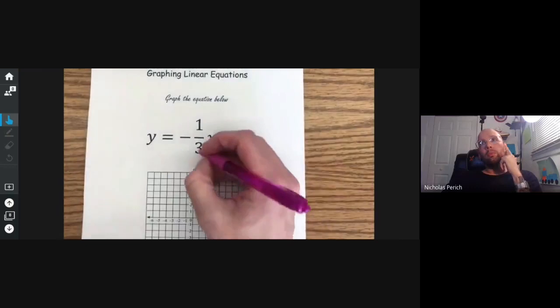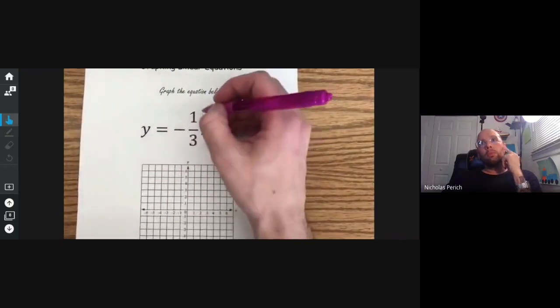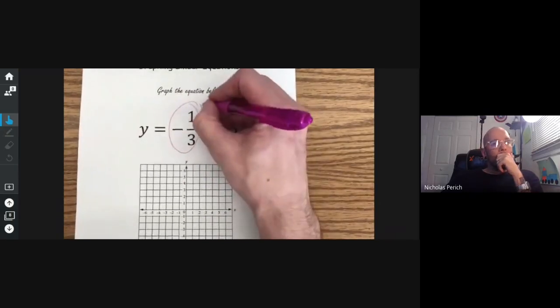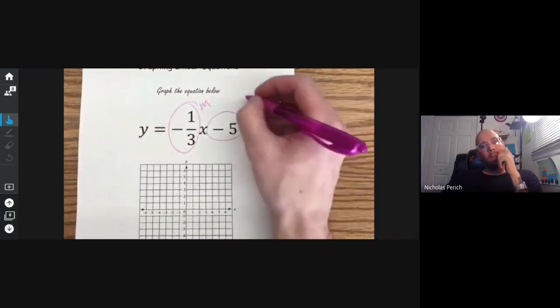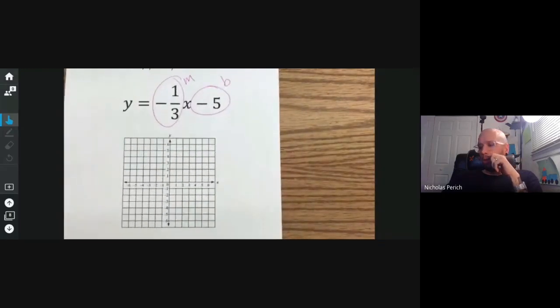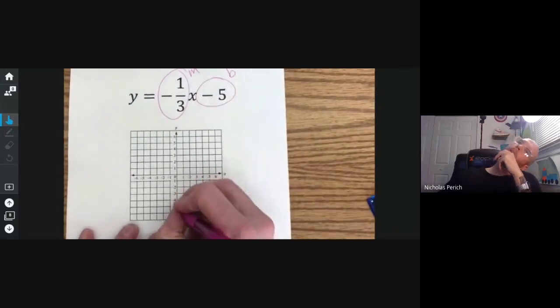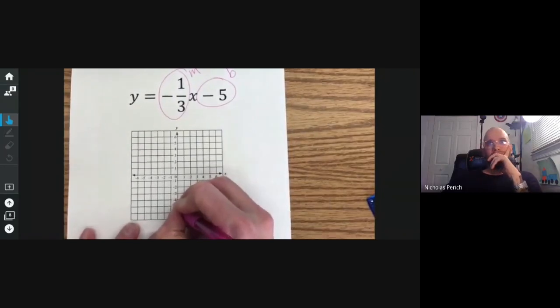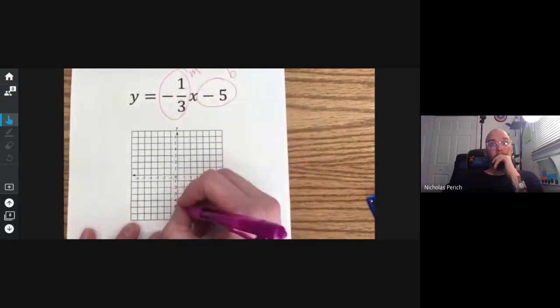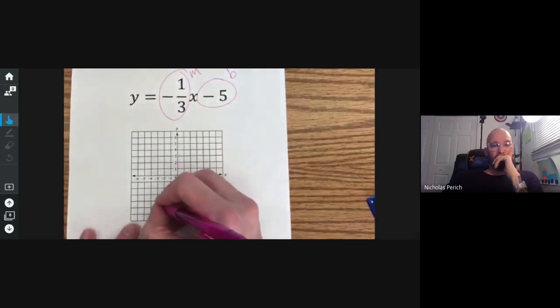All right, graphing linear equations. We are to graph that equation there. Luckily, this one is in slope-intercept form. Remember, if y is all by itself, the number in front of x is our slope. The number floating around is our y-intercept. So the number floating around, negative 5, is where we begin. We put a dot right there at negative 5 on the y-axis.